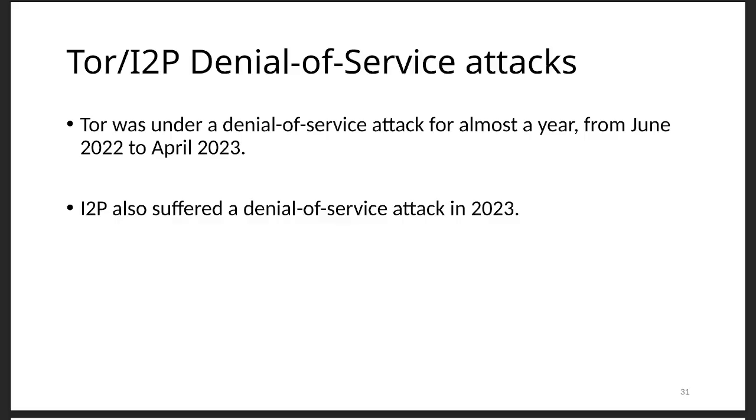Tor and I2P have both suffered denial of service attacks. Recently, Tor was under a denial of service attack for almost a year, from June 2022 to April 2023. I2P also suffered a denial of service attack in 2023. If the whole Monero network was within Tor or I2P, disruptions of these networks would also disrupt the Monero network. A decentralized payment network like Monero should never go out of service.